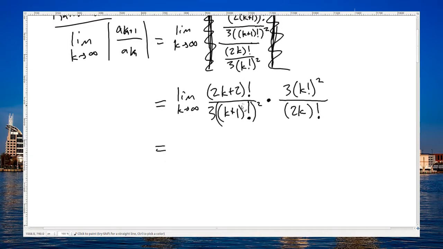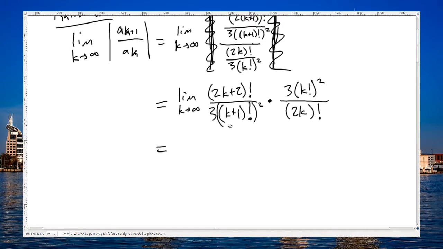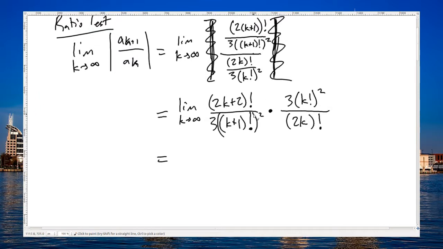Okay, so again, I mentioned the ratio test really shines with factorials. It's the best way to handle a series involving factorials. Here on the top, I see that I have 2k plus 2 factorial. What does that mean? It means I'm taking all the numbers from 1 up to 2k plus 2 and multiplying them together. That's the same thing as taking all the numbers from 1 to 2k multiplied together. That's 2k factorial. But I still need the next two terms, 2k plus 1 and 2k plus 2.